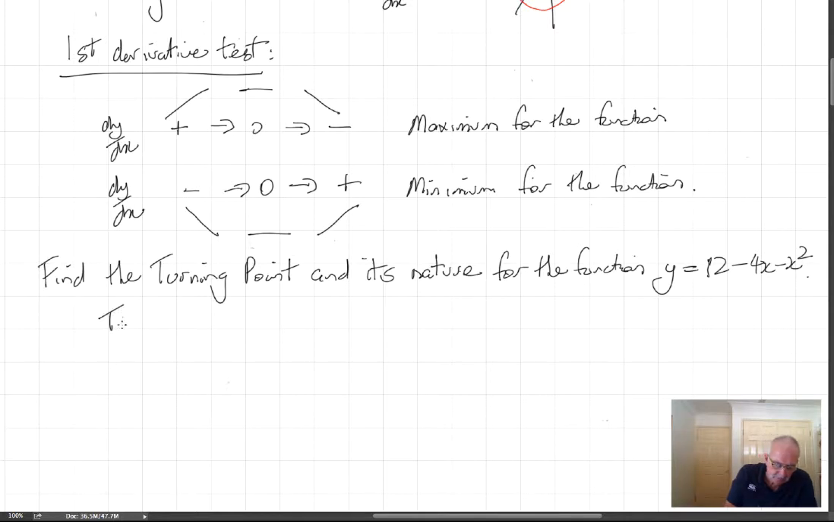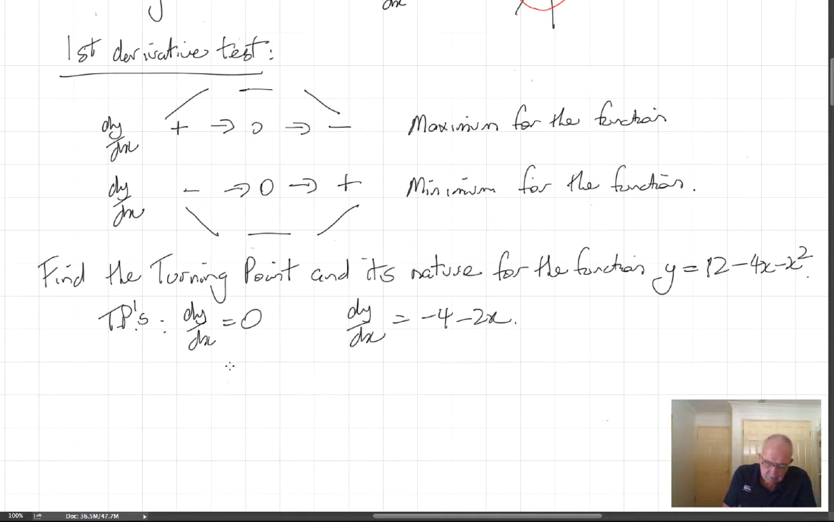So turning points, as we said, are when dy/dx equals 0. Just remember that. All functions, doesn't matter whether they're quadratics or sine graph, cos graph, doesn't matter. Turning points occur when dy/dx equals 0. So if we find dy/dx here, derivative of a constant is 0, so that'll be negative 4 minus 2x.